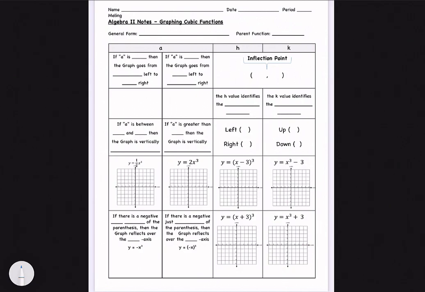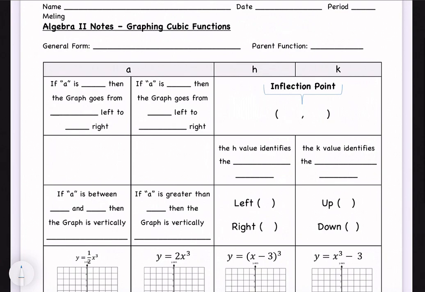Graphing cubic functions. First we need to talk about the parent function, which is y equals x cubed. The general form is y equals a times (x minus h) cubed plus k. It looks like vertex form, but in this case it's called the inflection point.